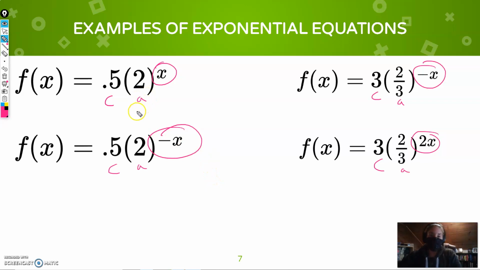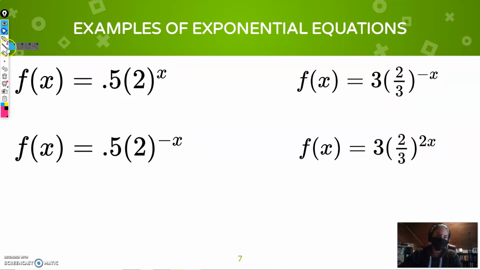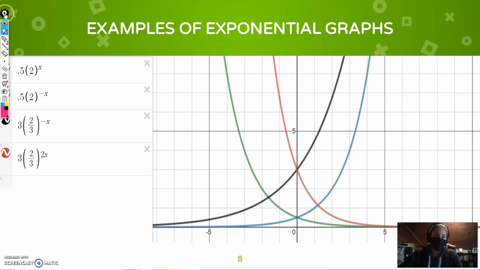And then a has to be greater than 0. C just cannot actually be 0. A also cannot equal 1, which all of these satisfy. So we're all good on that. Let's see what these graphs look like. So let me move my pen again. Come on, pen. Let's go over here.